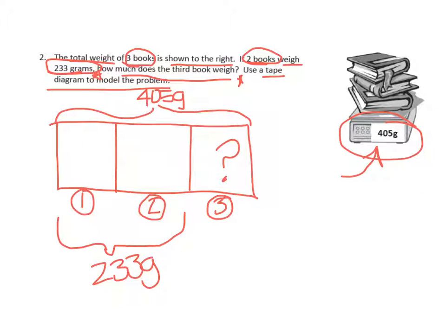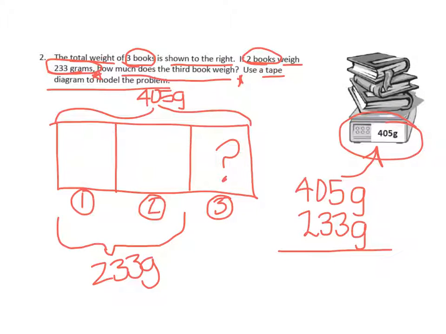What do you think I'm going to do with 405 grams and 233 grams? What math operation will I have to use to find the difference between those? Is it addition, subtraction, division, or multiplication? Pause the video while you think and replay when you are ready. So I'm going to subtract.